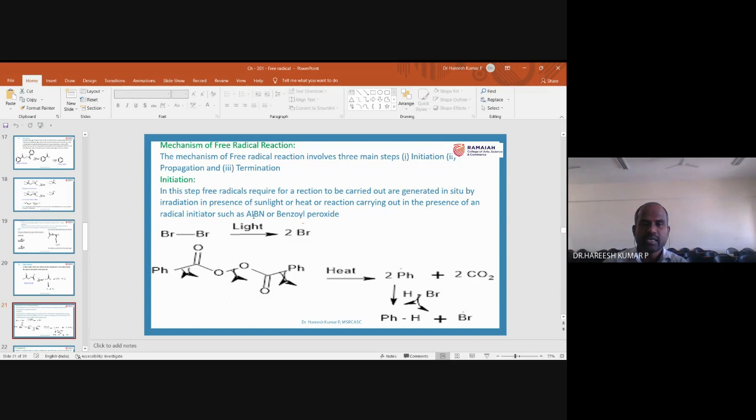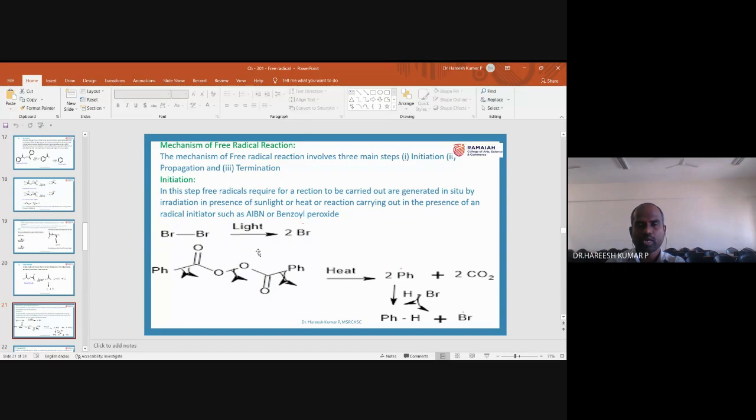So for this initiation, heat or light is used as a source. So heat in presence of benzoyl peroxide, light in presence of bromine molecule. Instead, one can also use AIBN. AIBN means azobisisobutyronitrile. That also can be used as a radical initiator. Instead of benzoyl peroxide, you can use aza. Aza means N double bond N, then C CN CH3 CH3 on each side. That is called azobisisobutyronitrile. So this is about initiation.